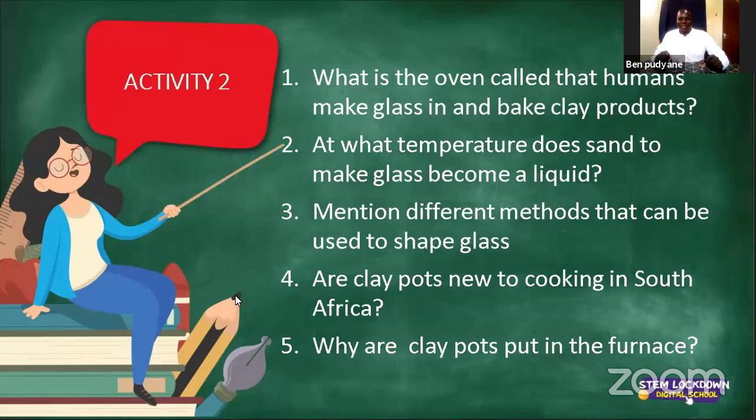Now, number 3, mention different methods that can be used to shape glass. I've indicated 3 methods that people can use to shape the glass. You see, glass is shaped differently. Now I want only 3. Can you give me 3 methods that we use to shape the glass? Blowing. Number 1 is blowing.